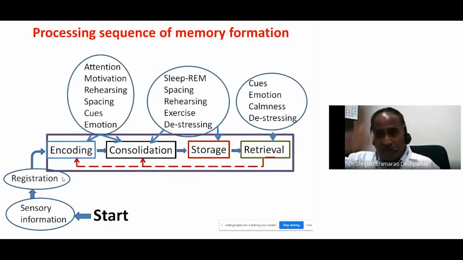There are three components put together. That means they will try to encode these things. That is the first step in the formation of the memory. Once it is encoded, that means it is processed to be stored.